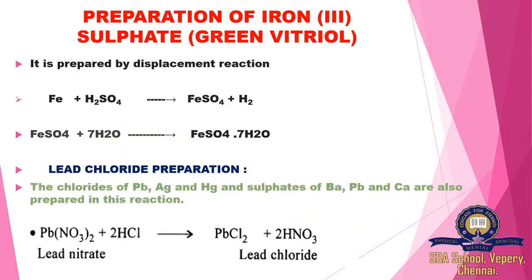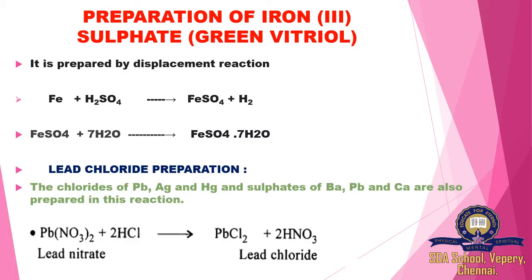Preparation of iron(II) sulfate, green vitriol. It is prepared by a displacement reaction. When iron reacts with sulfuric acid, it gives ferrous sulfate and hydrogen gas comes out. The next step, when this iron sulfate reacts with 7 molecules of water, it forms green vitriol, FeSO4·7H2O.